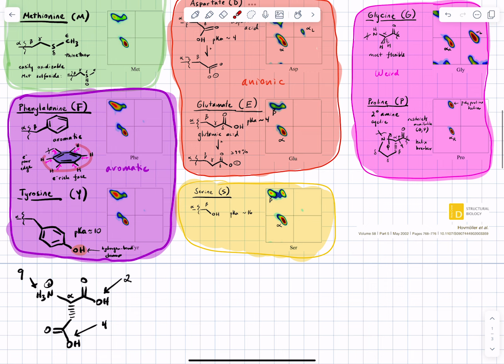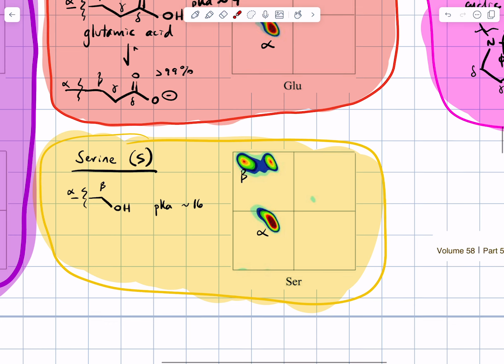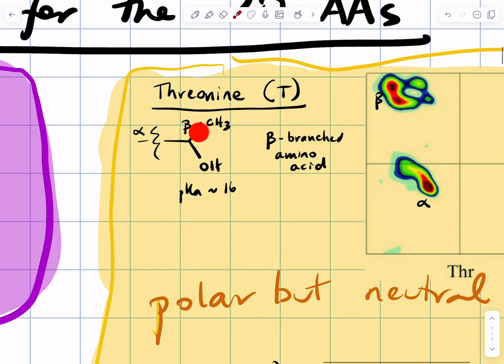Next, we've got polar amino acids that are neutral, so not usually negatively charged at physiological pH, but still polar, capable of hydrogen bonding. Serine you've seen before. This just has an OH group on the beta carbon. And then threonine has a branching methyl group on the beta carbon. Threonine's beta carbon is also a stereocenter. Again, I'm not going to care if you don't remember what the configuration of that beta carbon stereocenter is.